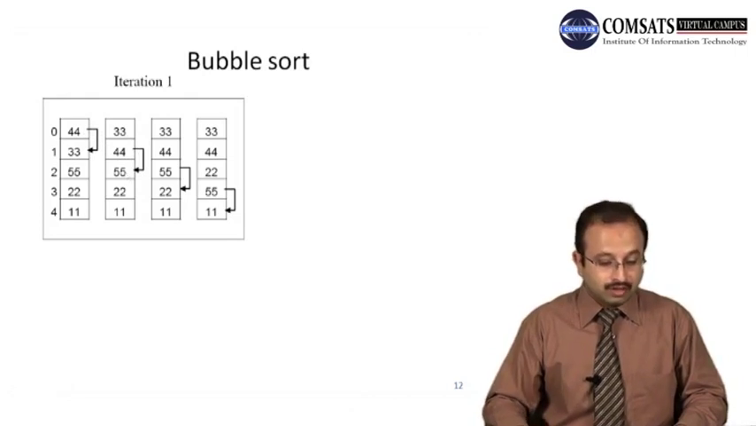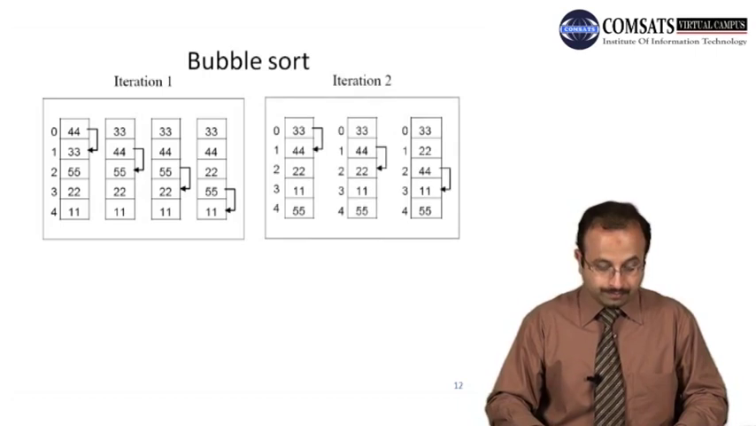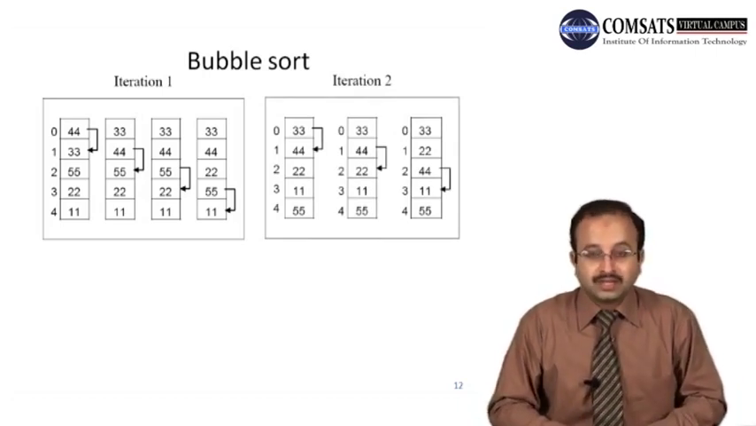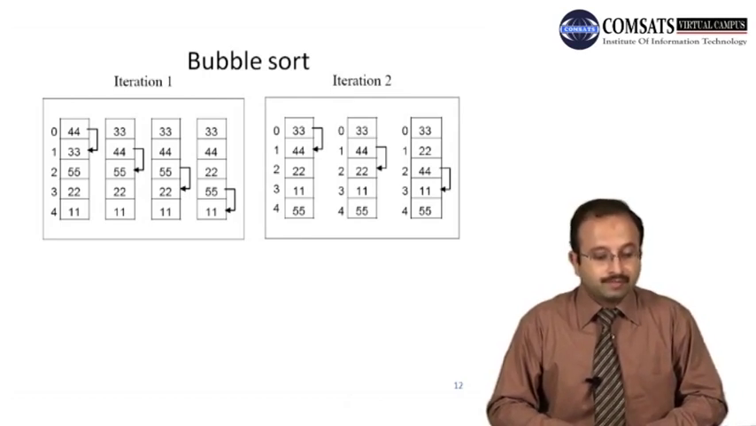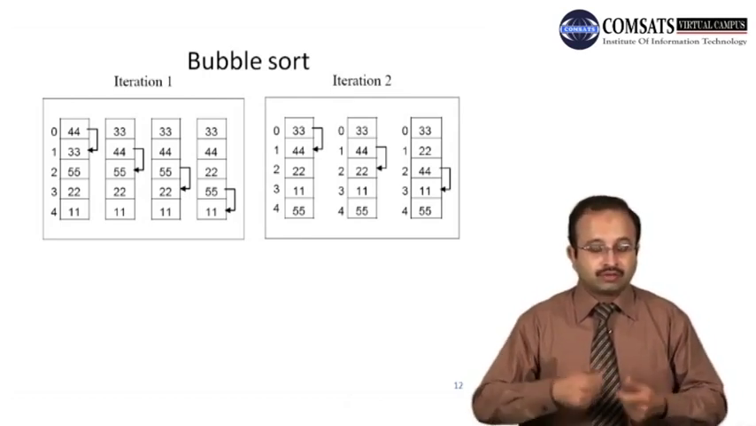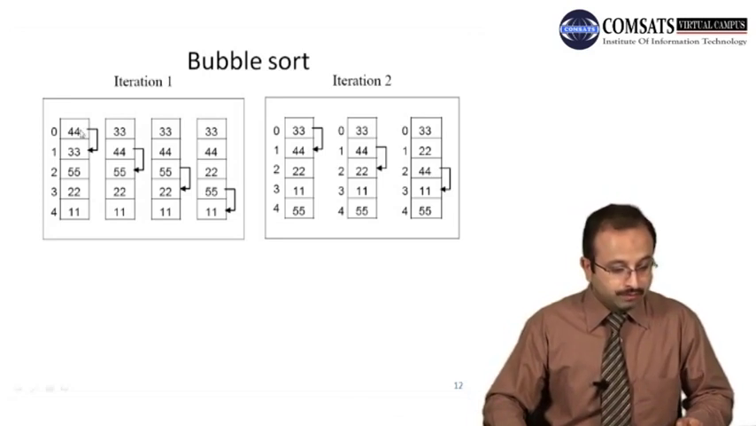So here you bubble up the largest element and take it to the end of the array. ठीक है, आप largest element को pick करते हैं और उसको end पे ले जाते हैं. So if 44 is larger, it comes over here, and in the next comparison 44 and 55 will be compared.